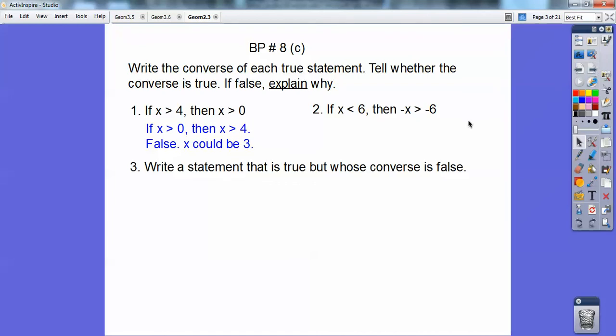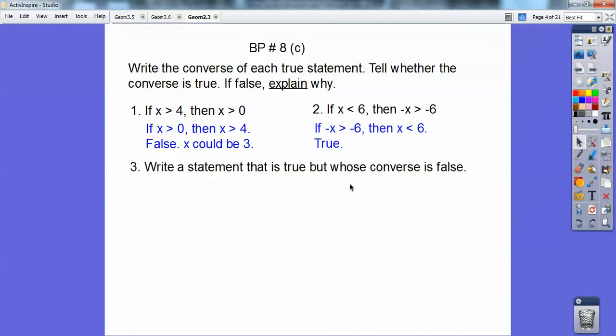Number 2: if x is less than 6, then negative x is greater than negative 6. If we wrote the converse of this, it would be: if x is greater than negative 6, then x is less than positive 6. And that's true. Remember, when you multiply by a negative number, it flips the inequality. If I multiply both sides by negative 1, it flips the inequality in the other direction.